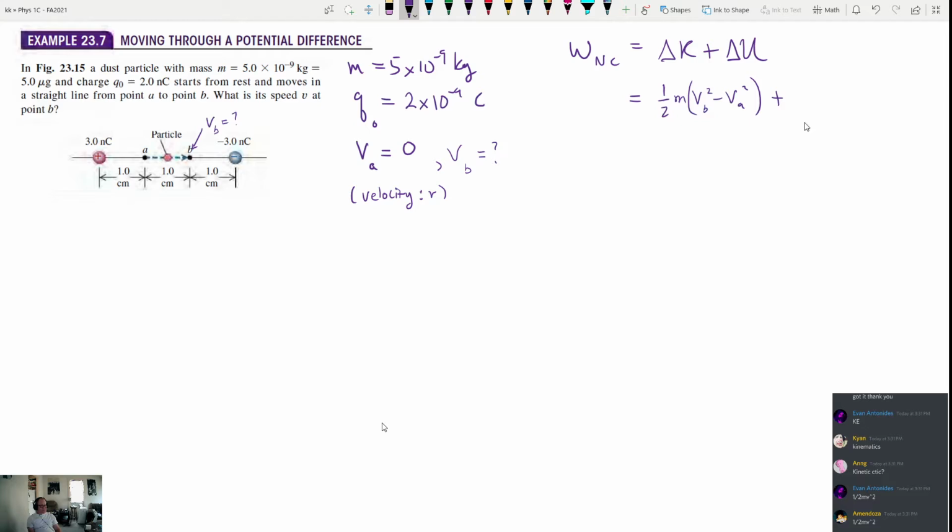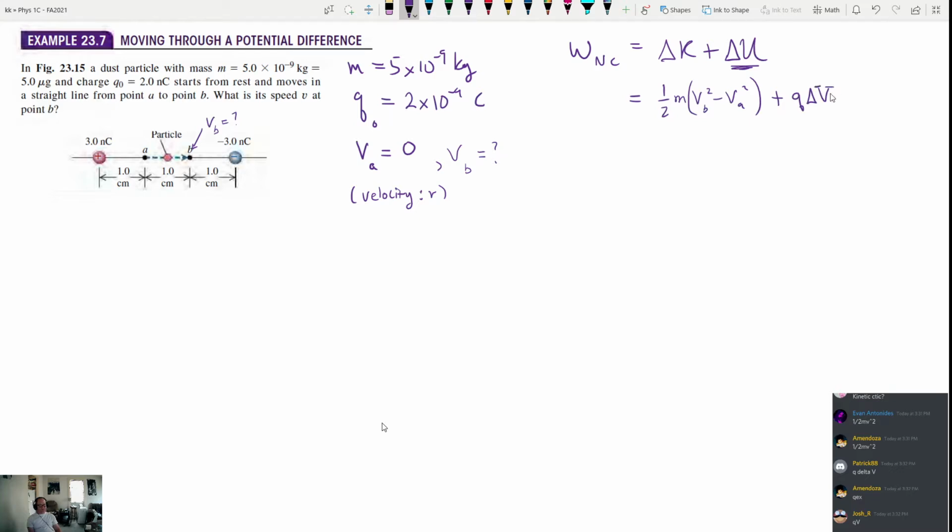I only said it once, so I understand if you don't remember. You can look back through your notes, if you're even taking notes. I probably wouldn't be taking notes if I was having to look at a screen, but... Q delta V. So every time you see delta U, just immediately write Q delta V. Don't even think about it, okay?